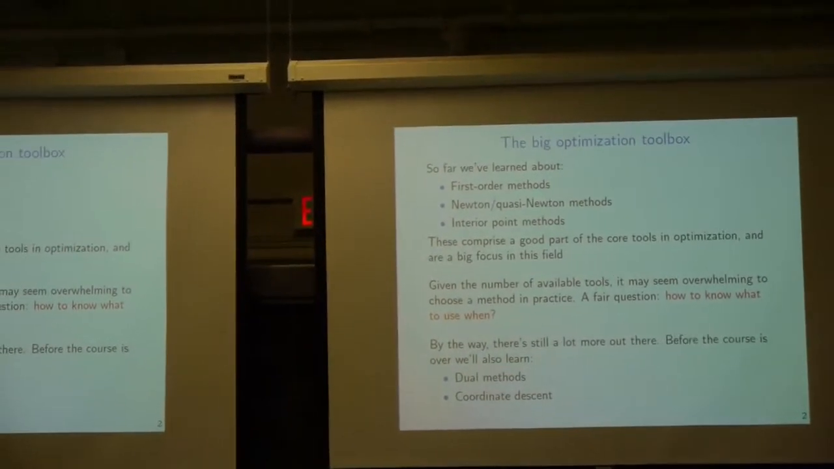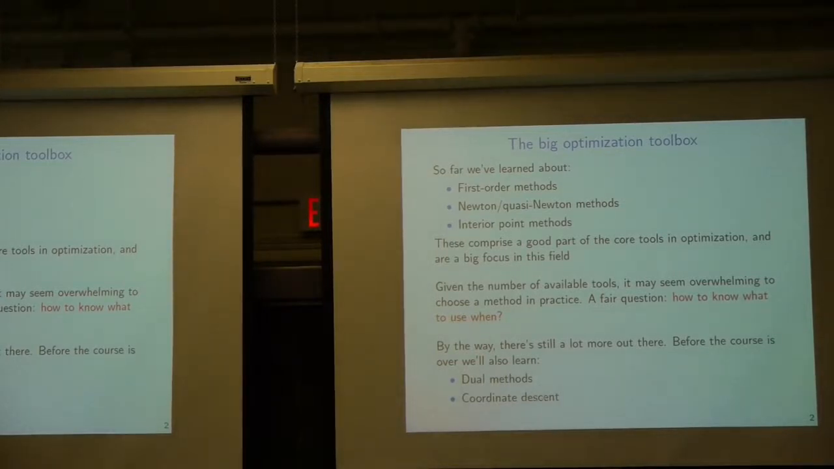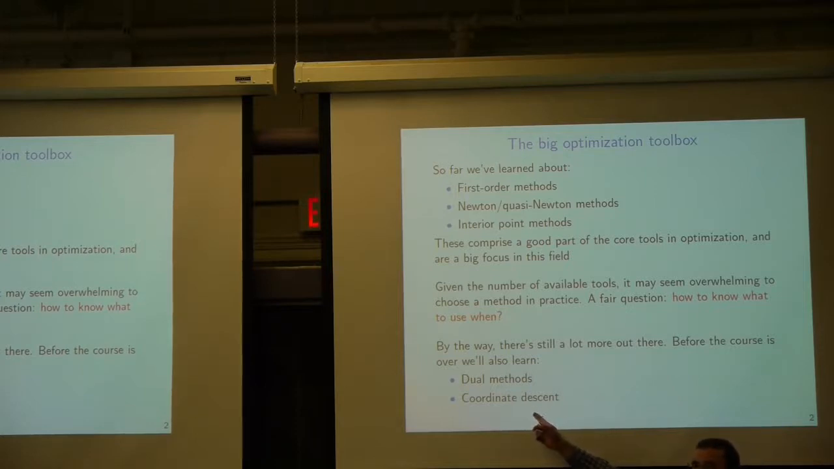So we're going to do that as part of this lecture, and like I said, we'll continue next Thursday. So two methods we'll learn before the course is over. We'll learn actually a bunch of methods that fall under this category of dual methods. And we'll also learn coordinate descent. By this I mean coordinate-wise minimization. But there are many more outside of these two as well. We just don't have time to cover them. It'd be nice if we could cover them, but we just don't have time.